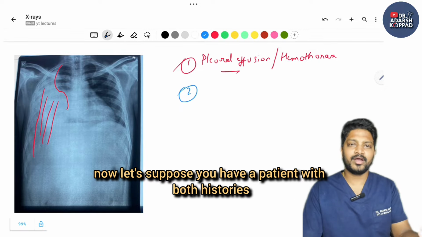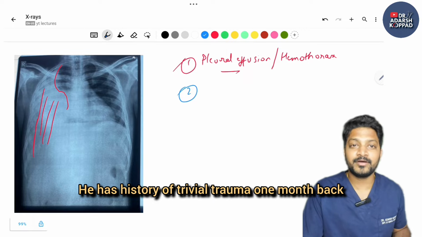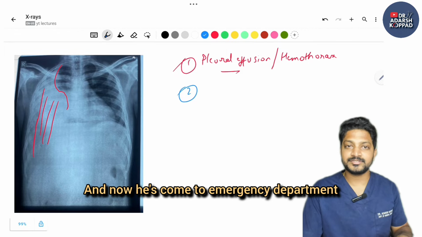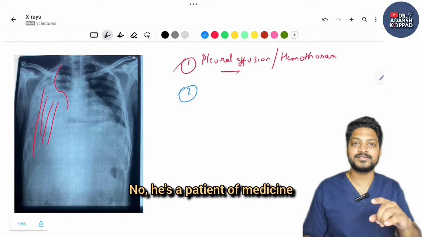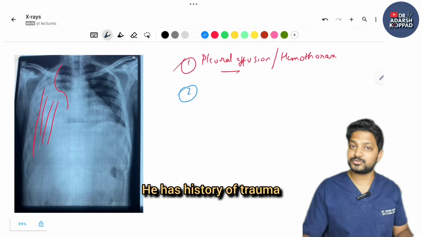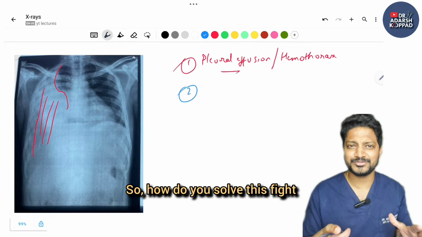Now let's suppose you have a patient with both histories. He has history of trivial trauma 1 month back and he is also a patient of COPD, and now he has come to the emergency department. Now there is a fight between medicine and surgery resident. No, he is a patient of medicine. No, he is a patient of surgery. He has history of trauma, so you take him. No, he is a patient of COPD. You take him. So how do you solve this fight?